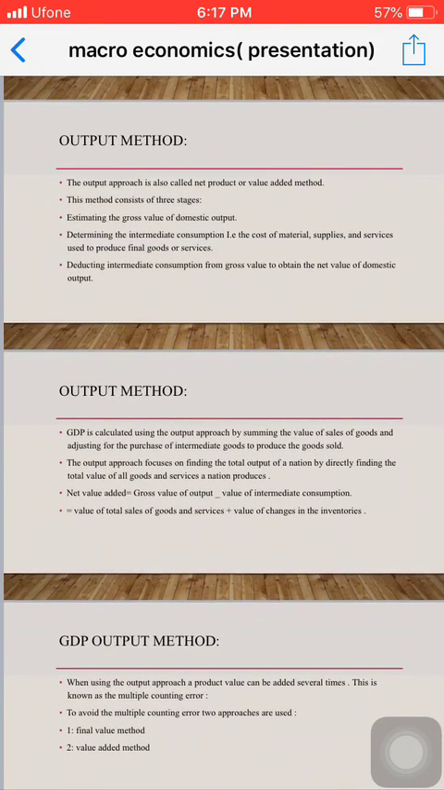Output method. The output approach is also called the net product or value added method. The method of measuring GDP is to add up all the final value of goods and services produced in the country, industry by industry. In other words, we focus on firms and add up all the production. The output approach focuses on finding the total output of a nation by directly finding the total value of all goods and services a nation produces.